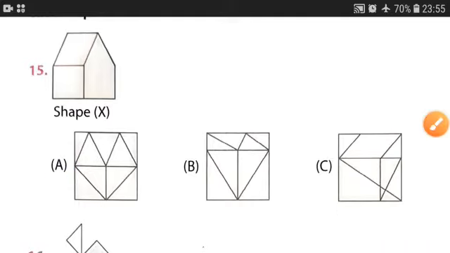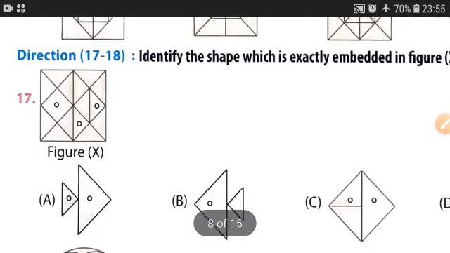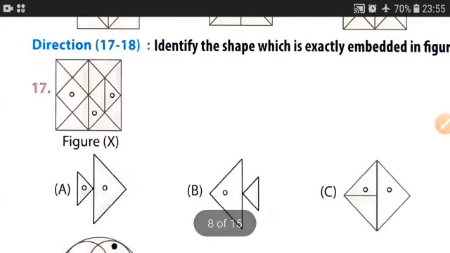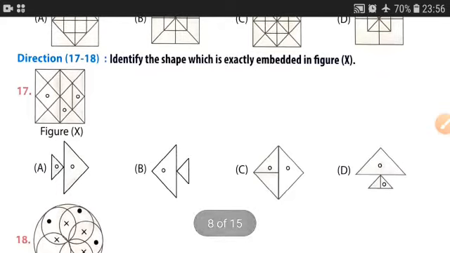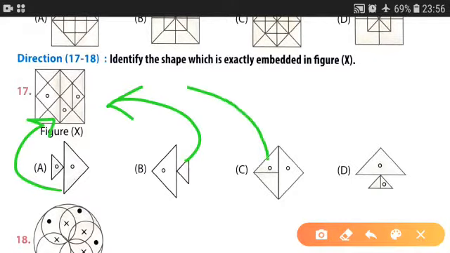Okay, now moving further, taking question number 17. Identify the shape which is exactly embedded in the figure X. Now the question is reversed, or the question has changed. Earlier we were finding the figure which is inside the options. Now we have figure X, and we have to take the options inside the figure. We have to find which option is inside this figure.